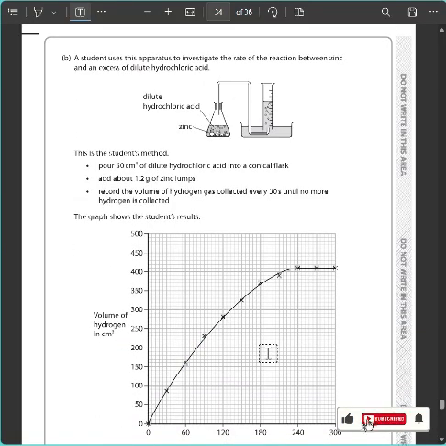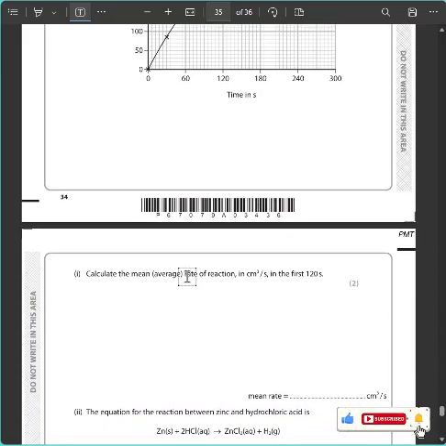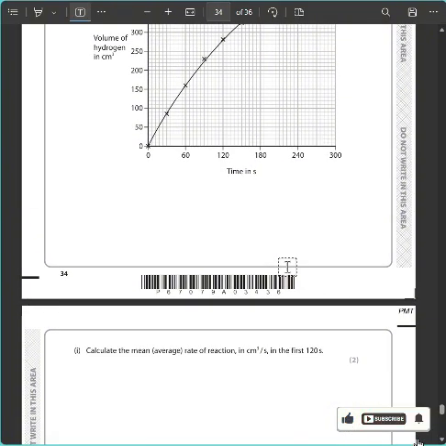Okay, DB1. A student used this apparatus to investigate the rate of reaction between zinc and an excess of dilute hydrochloric acid. This is the student's method. Pour 50 cm³ of dilute hydrochloric acid into a flask. Add about 1.2 grams of zinc lumps. Record the volume of hydrogen gas collected every 30 seconds until no more hydrogen is collected. The graph shows the student's results. Calculate the mean average rate of reaction in cm³ per second in the first 120 seconds.